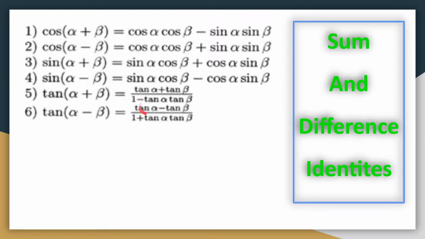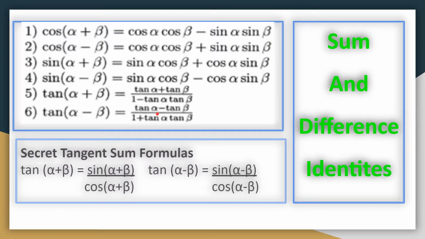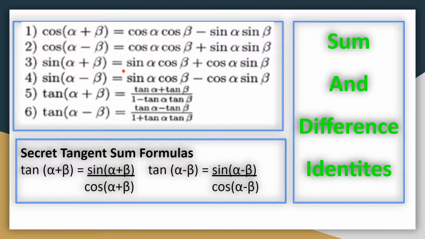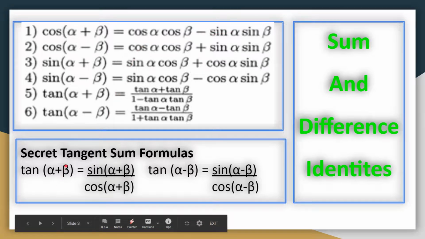These two formulas can be derived a little bit different way if you're interested. The tangent of alpha plus beta can be derived from taking the sine of alpha plus beta and putting it over the cosine alpha plus beta, because tangent is sine over cosine. Same thing here, the tangent of alpha minus beta can be derived from the sine of alpha minus beta over the cosine of alpha minus beta.